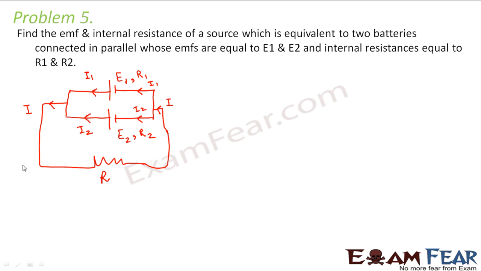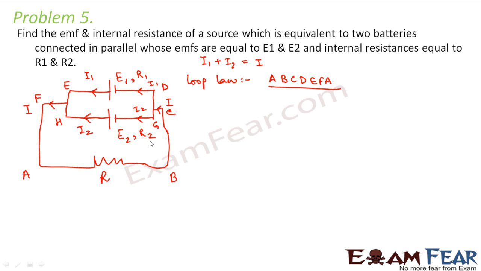Let us name the points of this circuit A, B, C, D, E, F, G and H, so that it becomes easier for us to apply Kirchhoff's law. Here we see that I1 plus I2 is equal to I. That is one thing. Now we apply the loop law to the closed loop A, B, C, D, E, F, A. That is this outer loop.